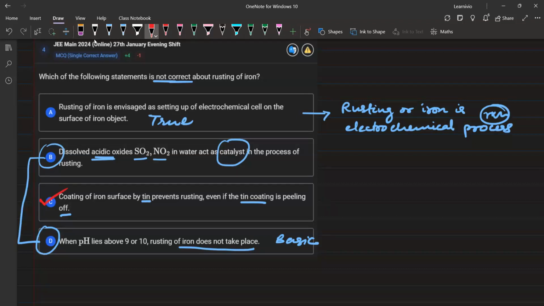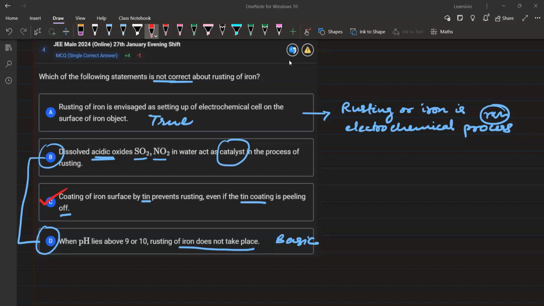That this is incorrect. See, if B is incorrect, if in acidic condition it is not acting as a catalyst, then in basic condition it should not hinder; I mean, it should rust. So if B is true, D should also be true, and if B is false, D should also be false, and that cannot happen. We cannot have two incorrect statements. The C statement is correct, and there is also one thing: tin and zinc. These are the two things which are used for the prevention of rusting, and zinc is preferred.